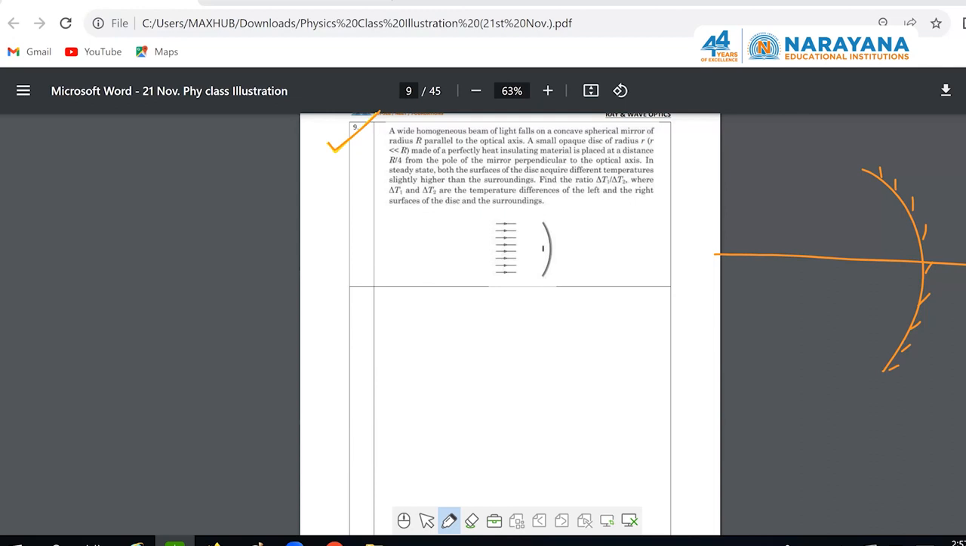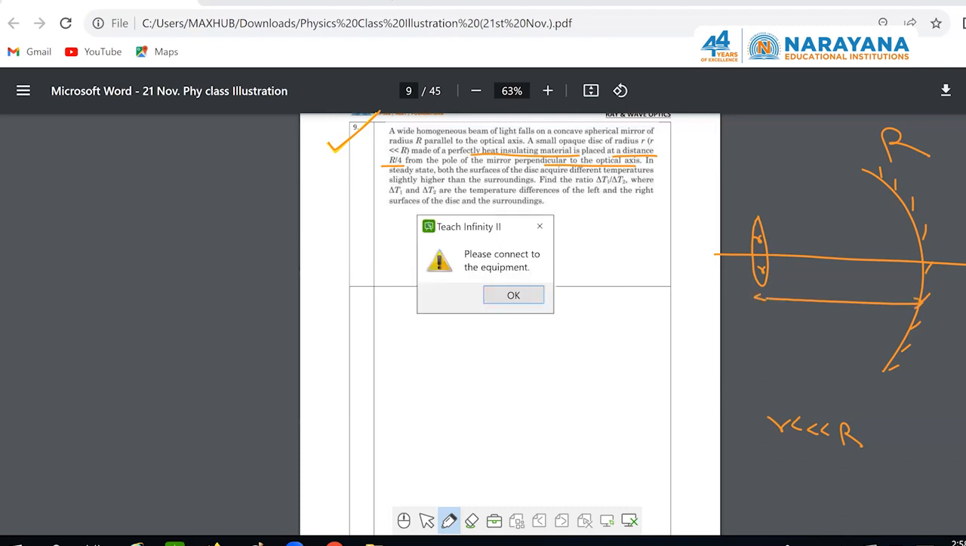Now what we are doing is, you put an opaque disc somewhere here. You put an opaque disc of a small radius r. Remember, the radius of curvature of this guy is capital R. His radius is small r, and small r is small in comparison to capital R. Let's read what is the question now. It says that this disc is made up of perfectly heat insulating material. It is placed at a distance of R/4 from the pole of the mirror, perpendicular to the optical axis. Okay, this distance here is capital R/4.